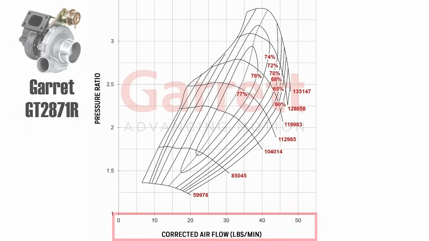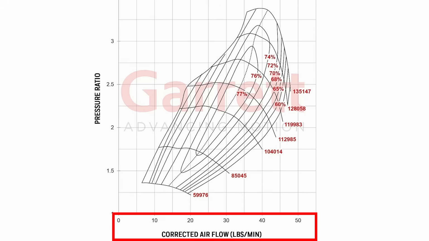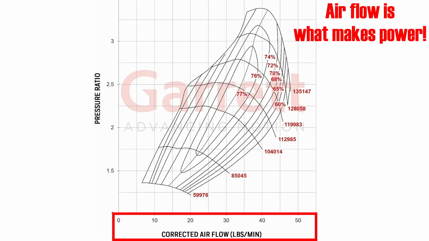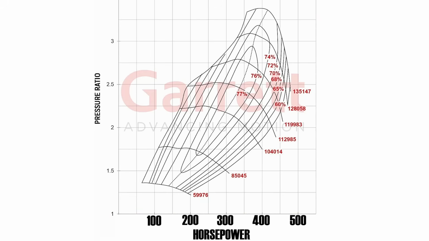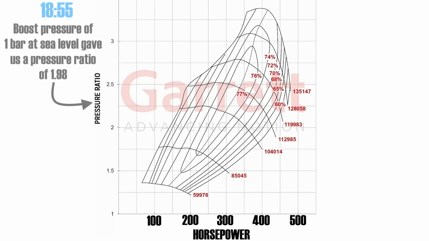On the x-axis, here we see airflow in pounds per minute. Now remember, airflow is what makes power. The more air we can put into the engine, the more power we can make. So to make things more simple and intuitive, you can multiply all these numbers by 10 and imagine they are horsepower. This is not 100% accurate, but it is 99% accurate and more than accurate enough for enthusiast level or amateur racing purposes. Our y-axis is our pressure ratio. Remember, when the turbo added 1 bar of boost at sea level, our pressure ratio was 1.98. Let's say that's 2.